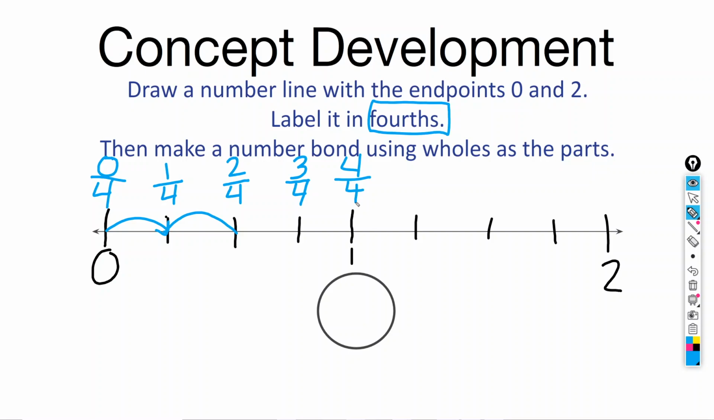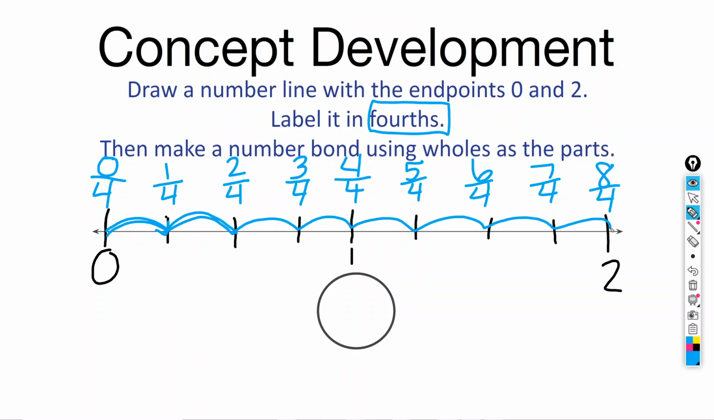3/4, we're just counting up. 4/4, 5/4, 6/4, 7/4, and finally 8/4. And that makes sense because we jump 1, 2, 3, 4, 5, 6, 7, 8 times.